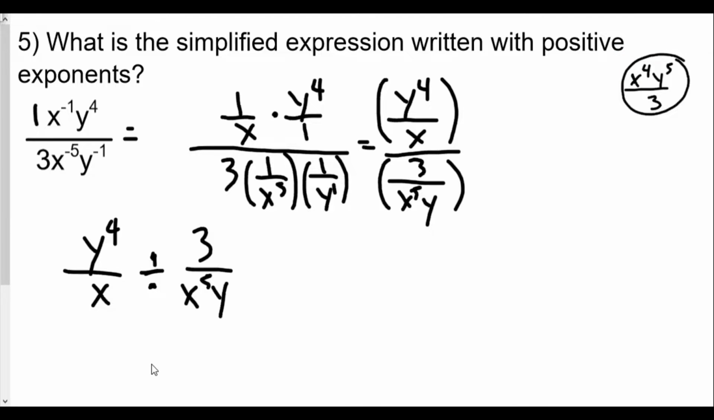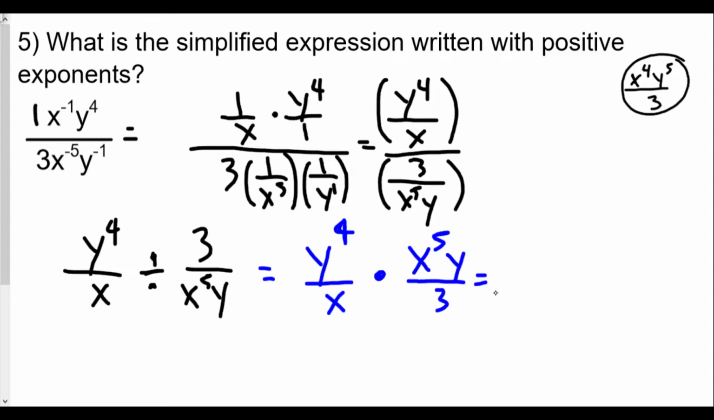And now, like we've learned how to divide fractions, we use the whole idea of keep, change, flip. We keep the first number the same. So the first number is y to the fourth over x. We're going to change our division to multiplication and then take the reciprocal, or flip, of the second fraction. And so now we have x to the fifth times y over 3. So when we multiply, we end up getting x to the fifth, and y to the fourth times y to the first power is y to the fifth, over 3x.